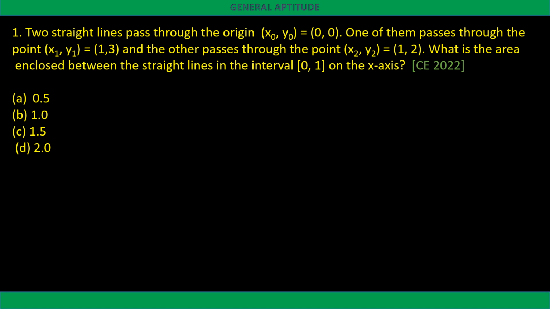Two straight lines pass through the origin x0, y0 equal to 0, 0. One of them passes through the point x1, y1 equal to 1, 3 and the other passes through the point x2, y2 equal to 1, 2. What is the area enclosed between the straight lines in the interval 0, 1 on the x-axis?